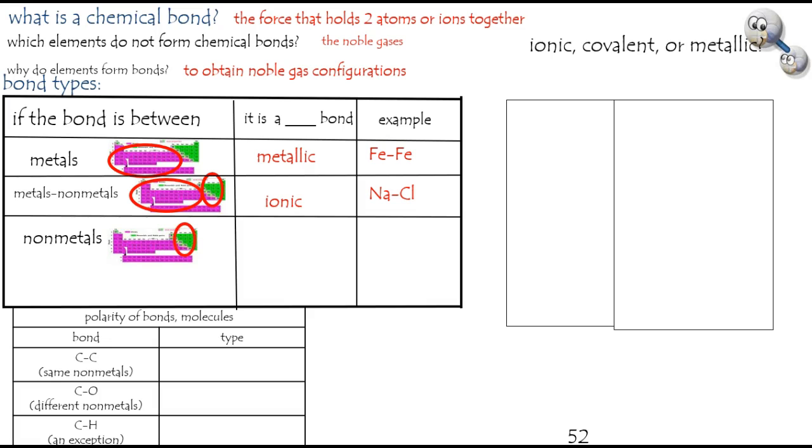Now, if the bond involves atoms that are only to the right of the staircase, these can form lots of different bonds, and they can have lots of variety to their structures. We call those covalent bonds. For example, a carbon to chlorine bond would be a covalent bond.